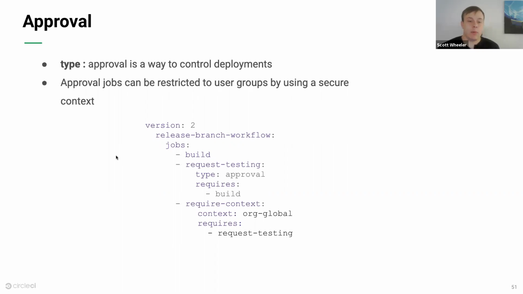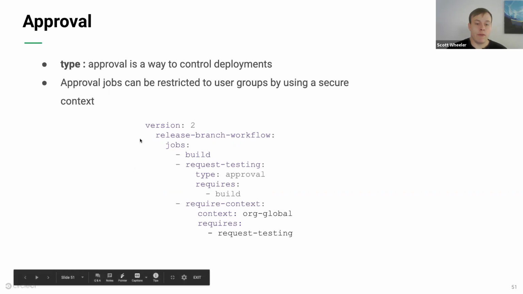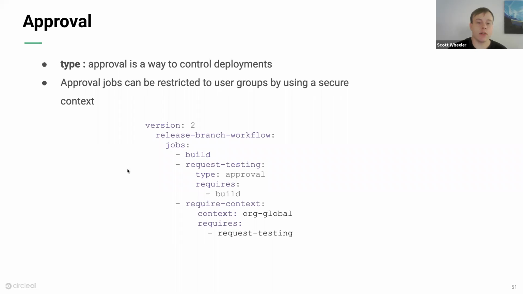In the example here, we have a job called build and a job called request testing, which is an approval job and it requires build. So following build running, the job will stop running and wait for an approval. The following job requires the context org global, and this step requires request testing.